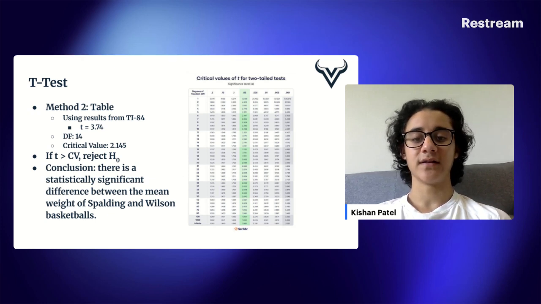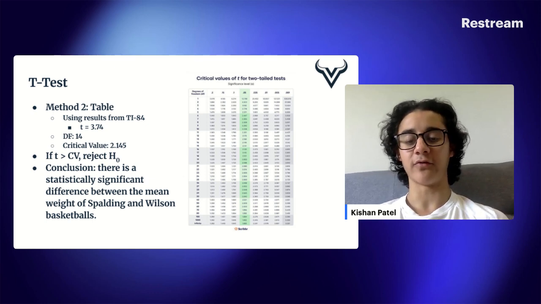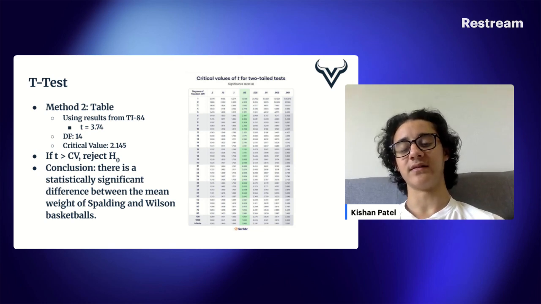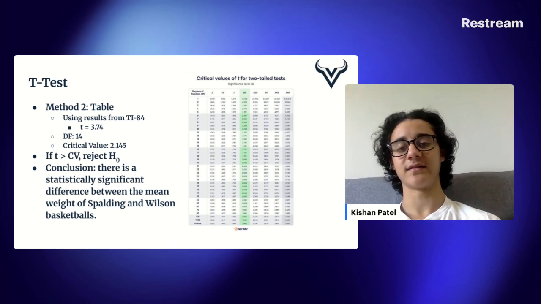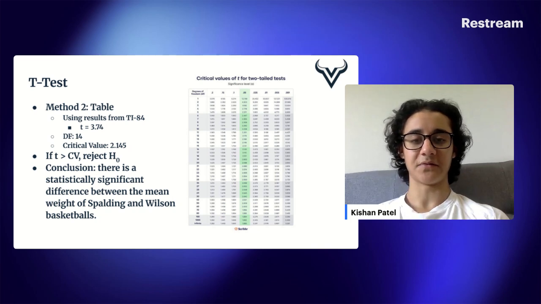We want to go down the degrees of freedom table to find 14 and find where they intersect. It will be 2.145. So if T is greater than CV, the critical value, which it is in this case, you also want to reject the null hypothesis. So both methods get us to the same conclusion.